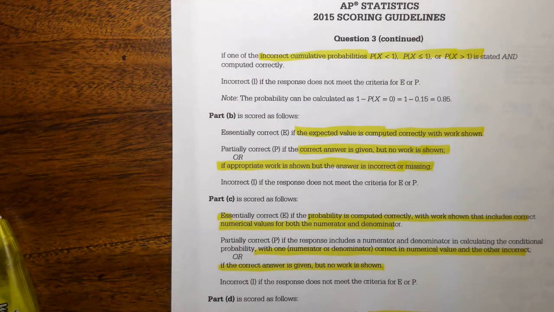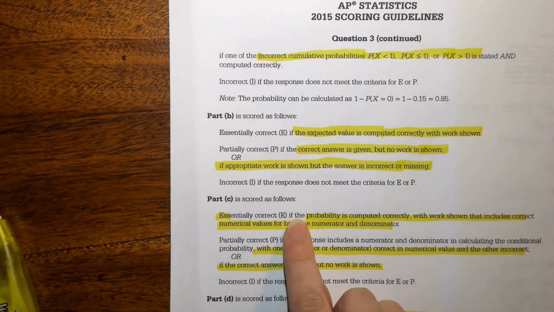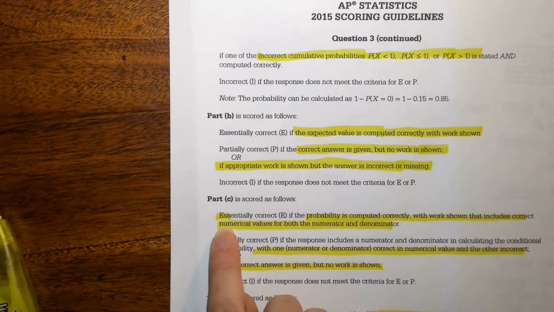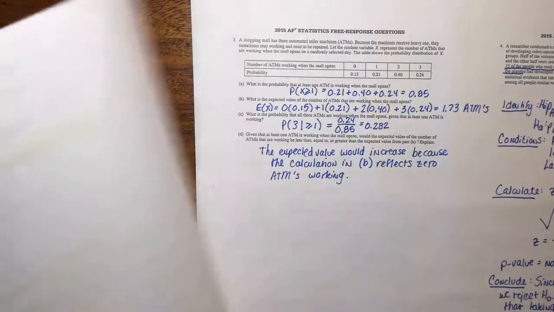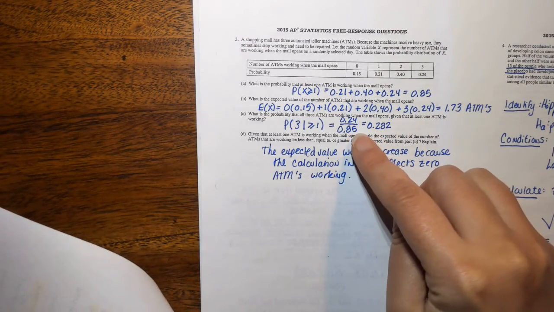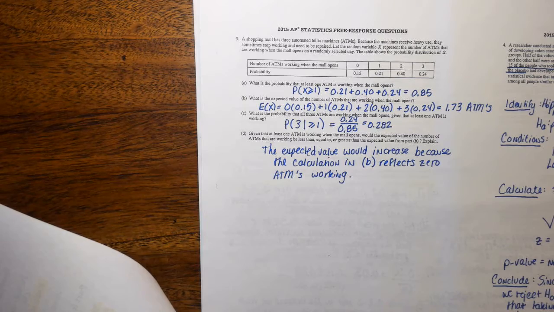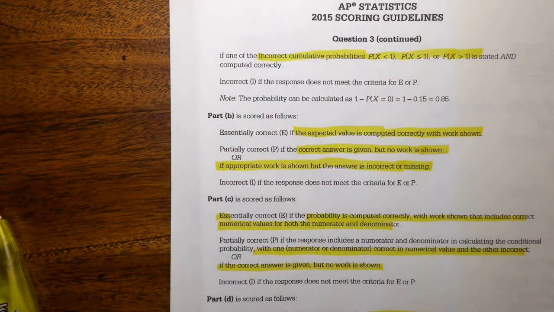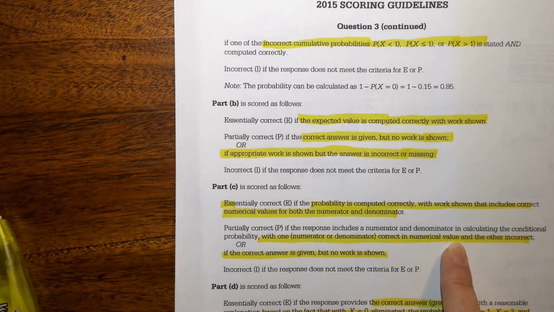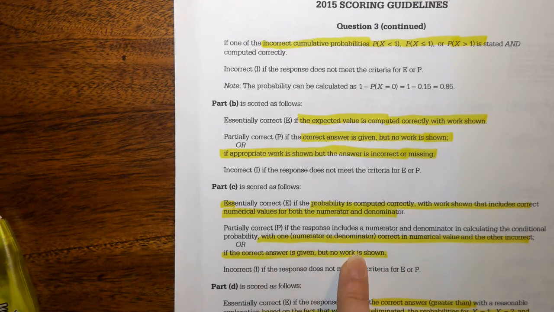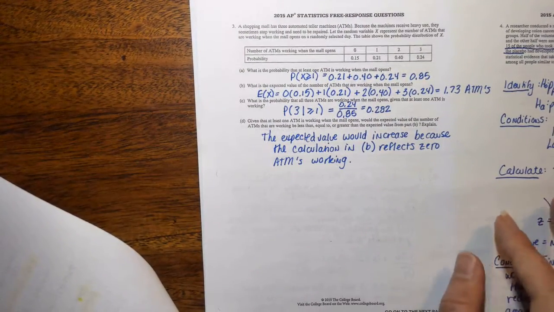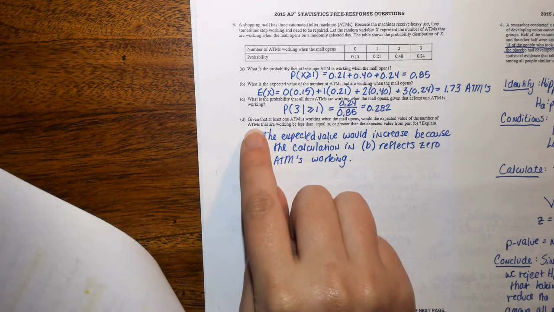Okay. Part C, you get an E if you have the probability computed correctly with work shown that includes correct values for both the numerator and the denominator. So what they're saying is you have 0.24 on the top, 0.85 on the bottom, and 0.282. If you have either the numerator or denominator correct but not the other one, you get a P, or if no work is shown, you get a P. Anything else is an I.